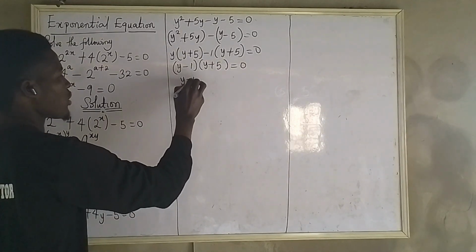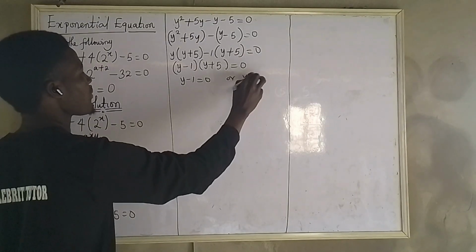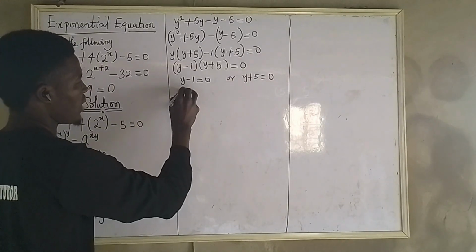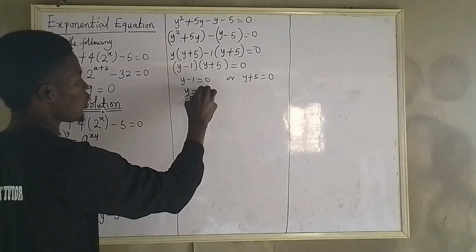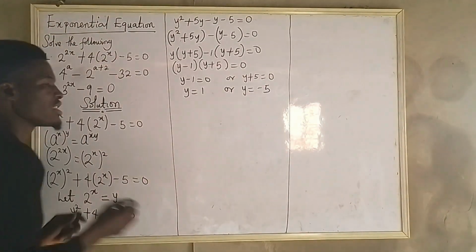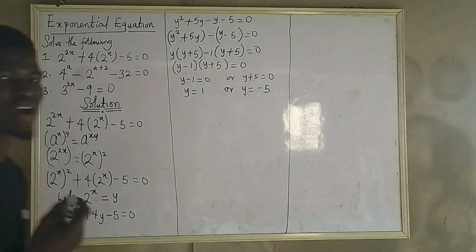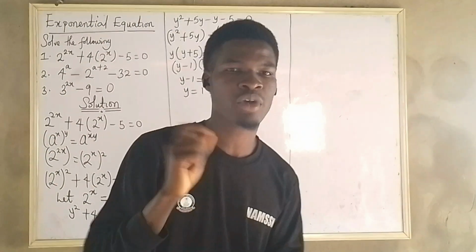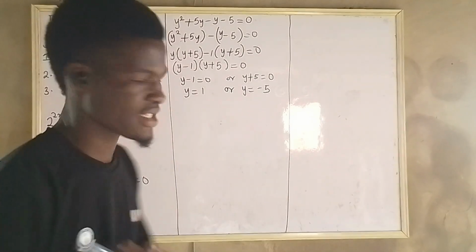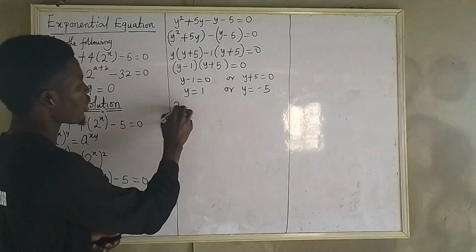Then y minus 1 equal to 0, or y plus 5 equal to 0. And now we have y equal to 1, or y equal to minus 5. Are you seeing that? So we've gotten y to be 1 and minus 5. But that is not the question we are told to find. You are told to find x. And don't forget that you represented 2 raised to the power x with y.